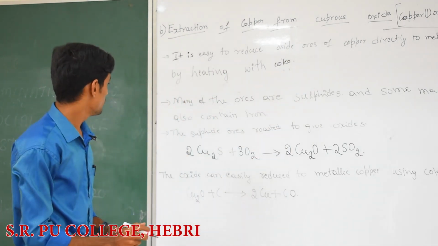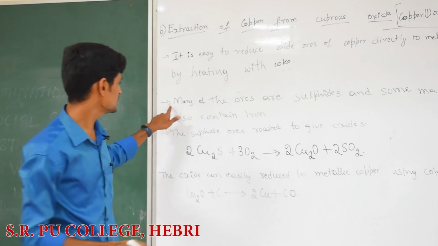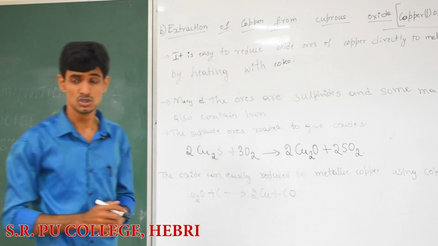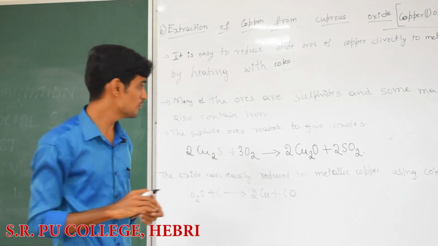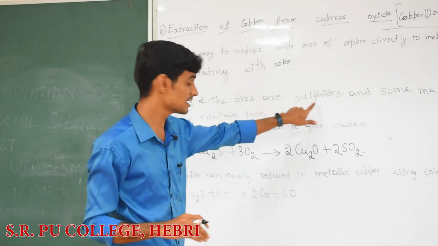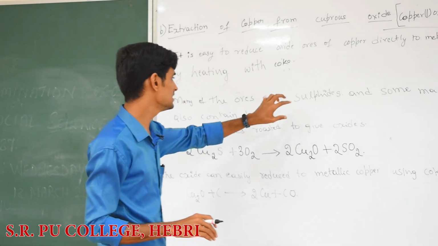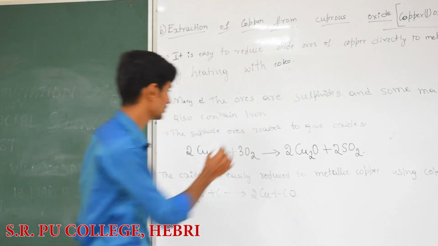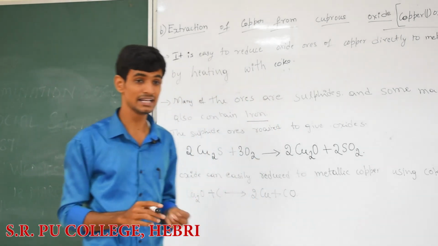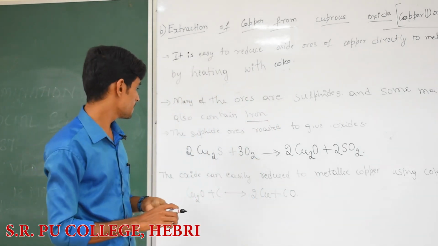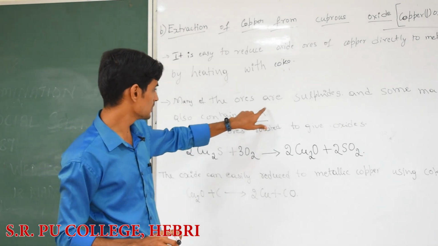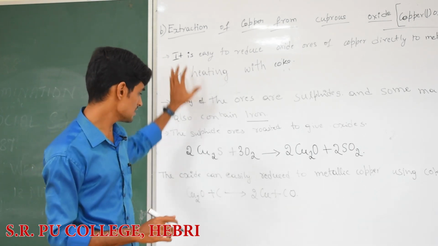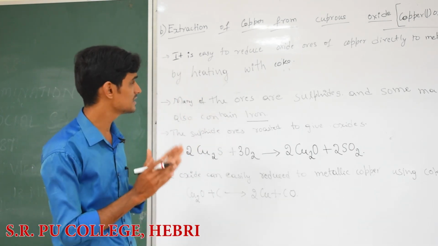Okay, so the next point I have written is that many of the ores are sulfide ores and some of them may also contain iron. I have already told you most of the copper ores are sulfides. These sulfides may also contain iron within the ore. So you need to remove this iron as slag, which we will discuss. So this is the theory part of this extraction.